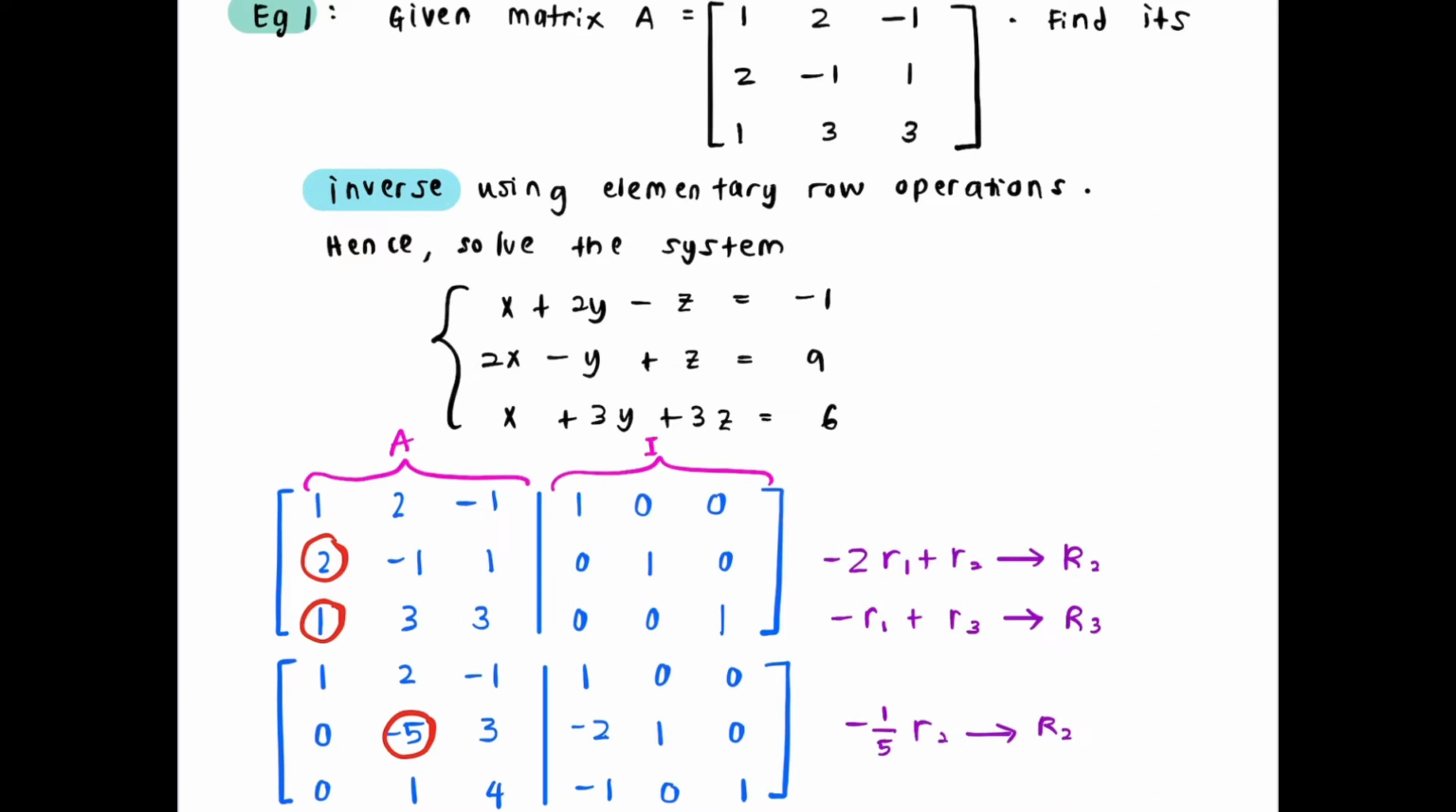Okay. So just open up a bracket. Let's put your A here and let's put our I here. First of all, we want to make this entry 1.